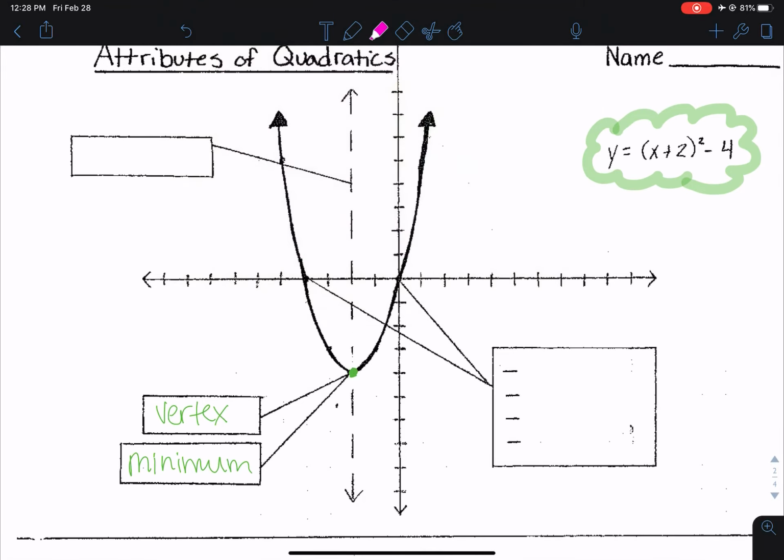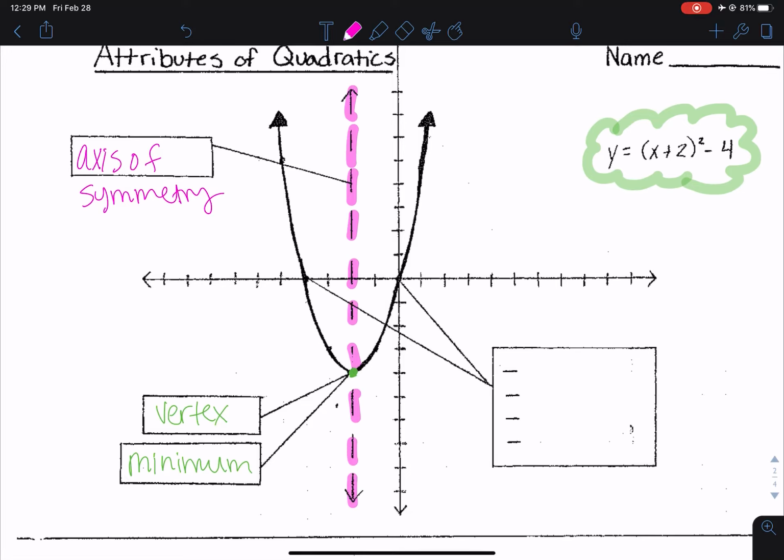Then we have this dashed line right here. We say it's an imaginary line that cuts the parabola in half, and it's called the axis of symmetry. So if I were to fold the parabola in half across this dotted line, they would overlap each other perfectly. Okay, so axis of symmetry.